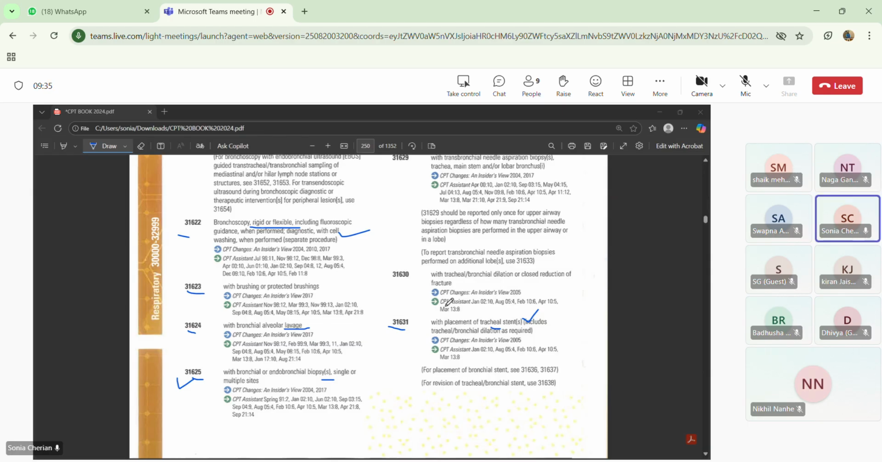31623. Yes, 31623. Why? Because they're doing brushing and collecting the specimens. So you need to check that the scope is a bronchoscope and the procedure done is brushing. And fluoroscopic guidance is always included in the CPT codes. You don't have to code it separately. I'll show you one more last question.